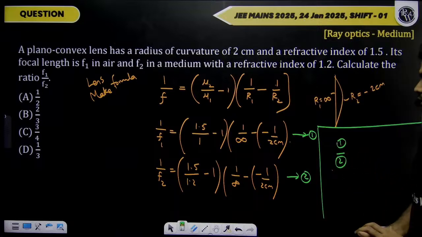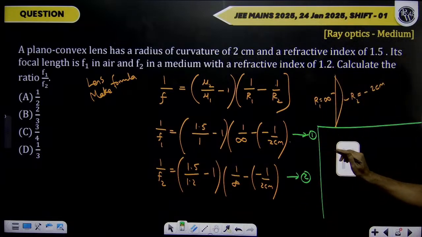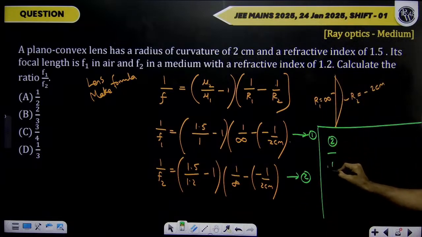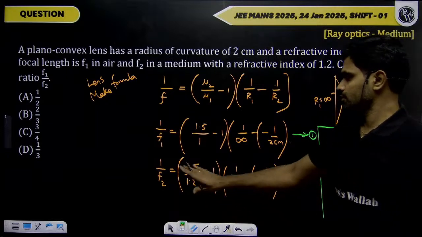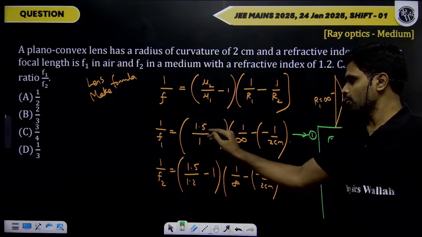If you take the 1 by 2 ratio, you will get f2 by f1. We need f1 by f2, right? We will take 2 by 1 because we need f1 by f2. If you take 2 by 1, this is 0.5.